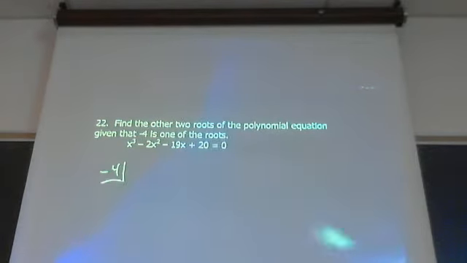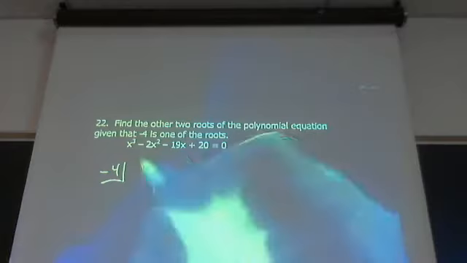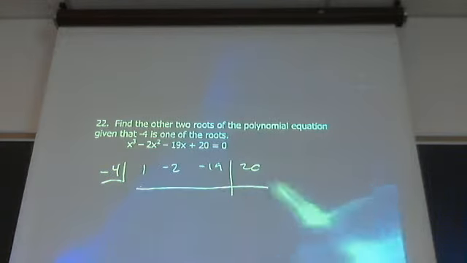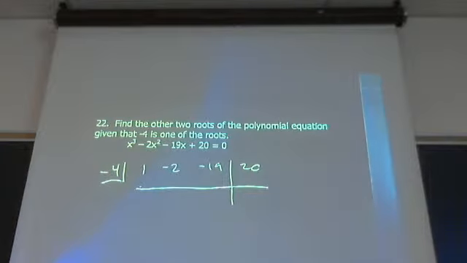So I've got negative 4, and then do I have any missing terms that I need to put a 0 in for? Okay, so now that I've checked that, that's good. I can do my synthetic division. Put all your coefficients in there. I usually separate the last one because it'll be the remainder.